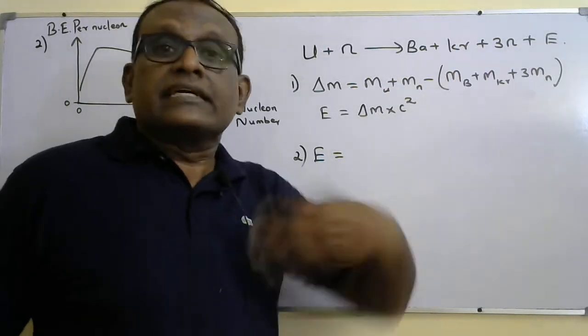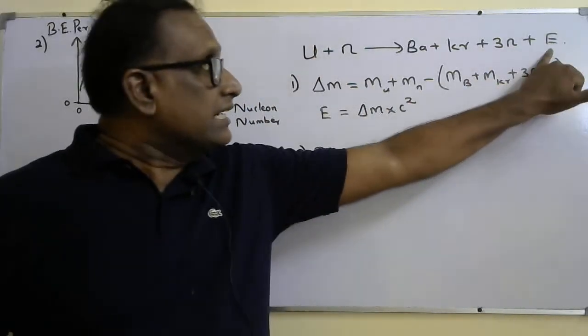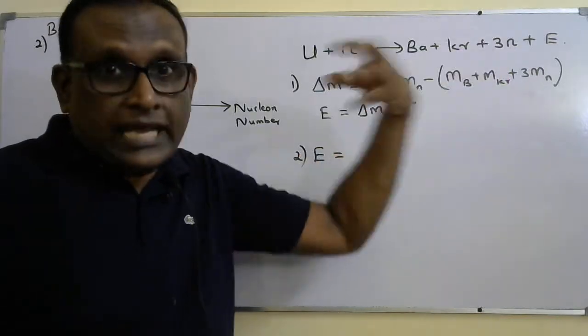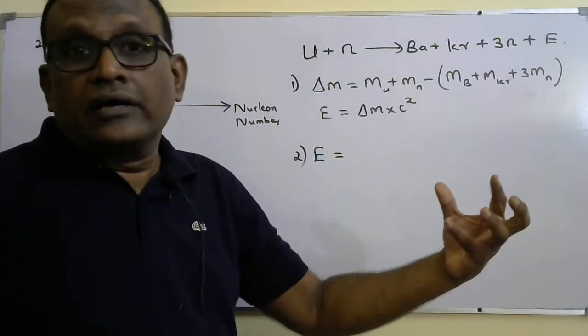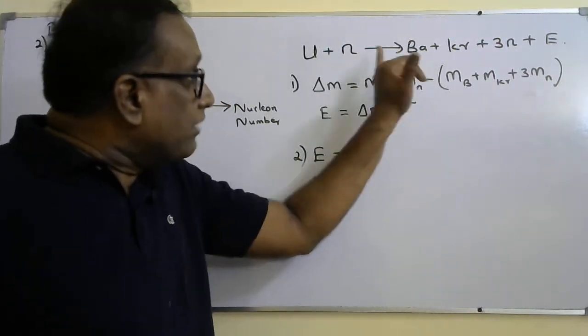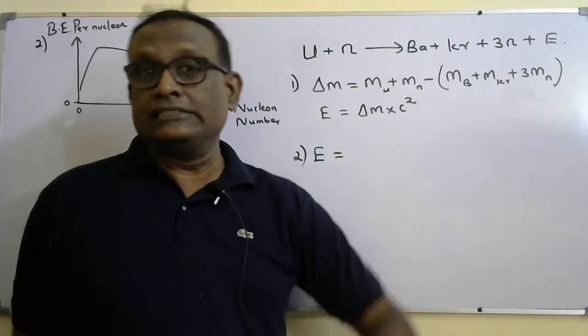Krypton nucleus is created, so there is energy release. Here the total energy release is given by... a neutron is an individual particle. It's not a nucleus, so there is no absorption or emission when a neutron is created or absorbed. Whenever a nucleus is formed, energy will be released. Whenever a nucleus is broken, energy will be absorbed.